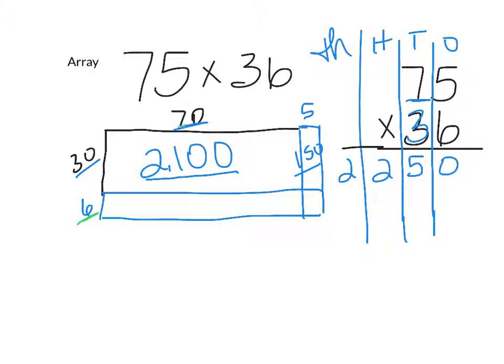So 6 times 70 is 420. And 6 times 5 is 30. So in my written record, I have 6 times 75 is 420 plus 30, so 450. So altogether, I have 2,700.